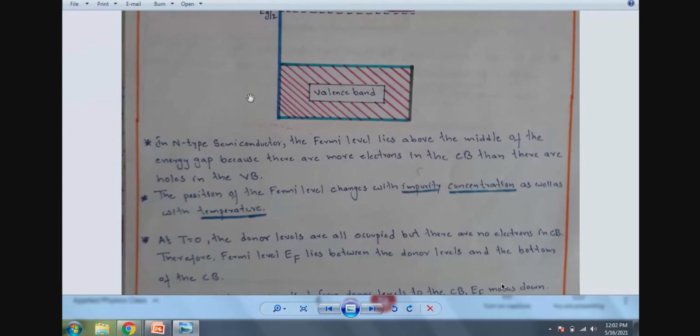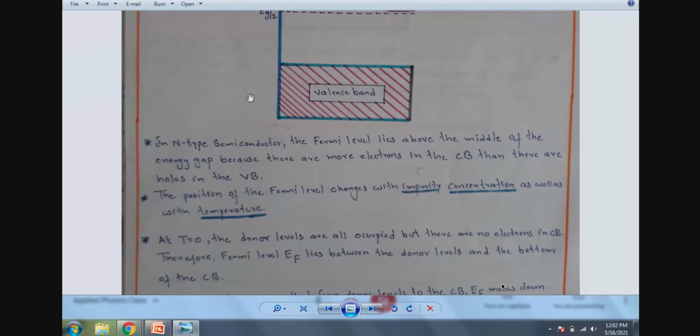Similarly, you can find it for the p-type semiconductor. Same process. Now you can see the picture here. Here we can see the acceptor energy level, and the Fermi level goes here like this. Now here also, at this point, the p-type semiconductor behaves as an intrinsic semiconductor, just as we saw in the n-type semiconductor.